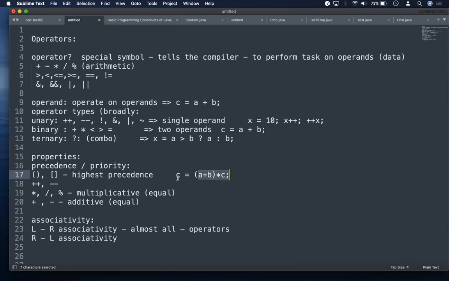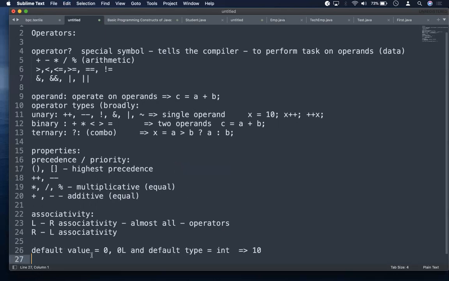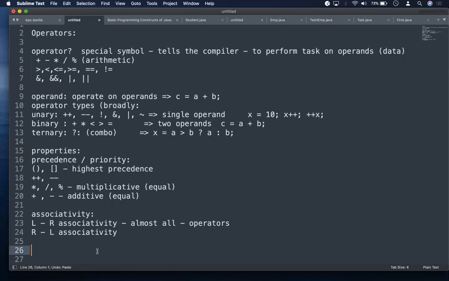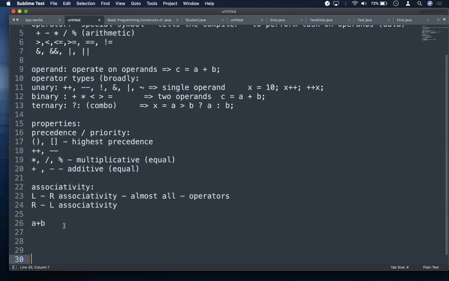That is right associativity. Okay, so I can actually give an example over here. For example, I am writing A plus B into C divided by D minus E modulus of F. So this is my statement actually, right? So which one will perform first?